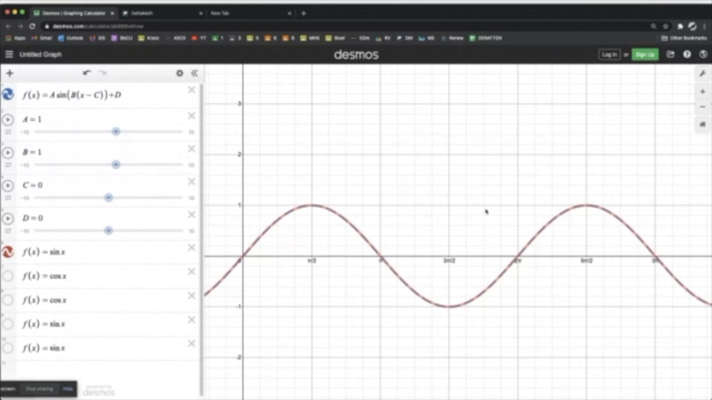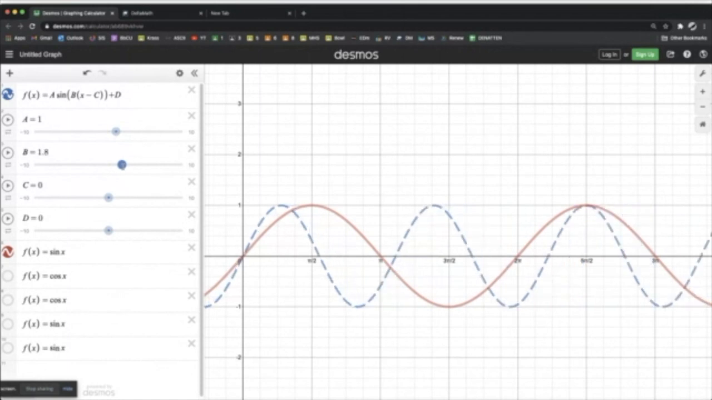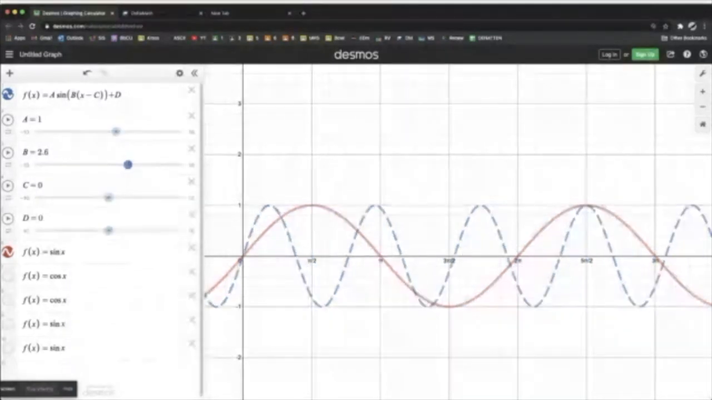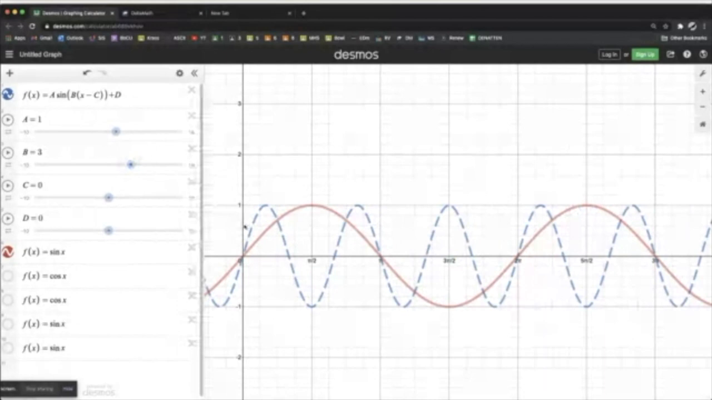Let's change B to 2. Let's see how many cycles we have. If I change it to 2, it would be 5 cycles, maybe 12 cycles. Let's see. Oh, wait. It's 2 cycles. So I change B to 2, and now I have 2 cycles. It goes from maximum to minimum, boom. Maximum to minimum, boom. That's 2 cycles there. If I change it to 3, I think I'll have 3 cycles. Oh, yeah, I do. See, there's 1, 2, 3 from 0 to 2 pi.